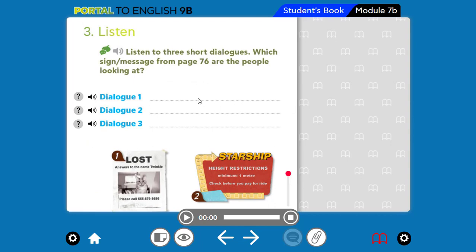So now, dialogue 1 was referring to picture 2. Dialogue 2 was referring to picture 7. And dialogue 3 was referring to picture 6.